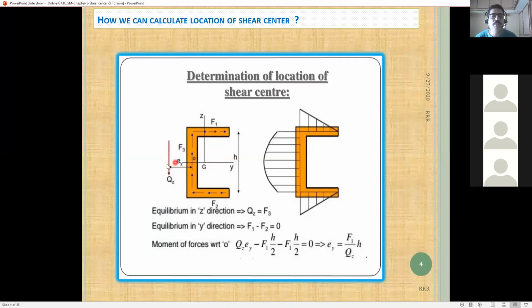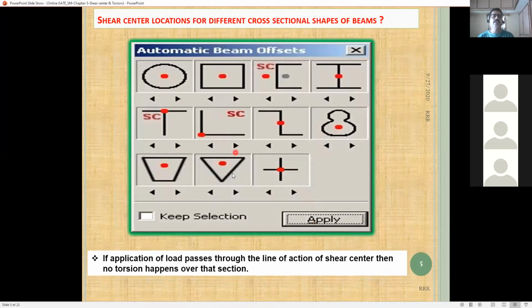But how can we find the shear center? We can use this formula that I will come back to again. Last class we discussed, again we will come back after one GATE question, right? So these are some typical shear centers of different cross sections of the beam, right? I have taken this from the STAAD Pro software. This is not there in any textbook, but it is there in the software also. The software also asks for the shear center location, very important.